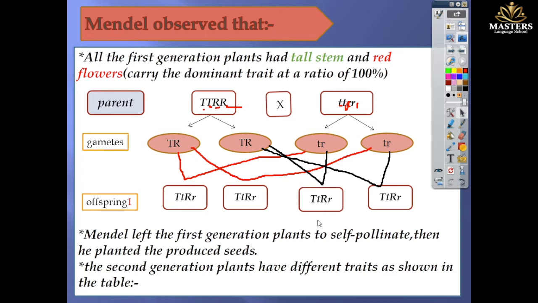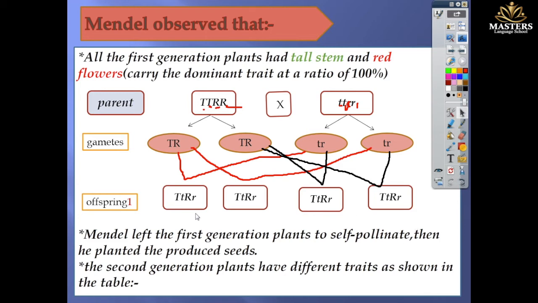Okay? But what about the trait? Is it pure or hybrid? Yes, it will be the dominant trait, the strong trait, but hybrid. Hybrid, mixed: T capital, T small, R capital, R small. All of them dominant but hybrid, 100%. Okay, after the first generation, Mendel left the first generation plants to self-pollinate.